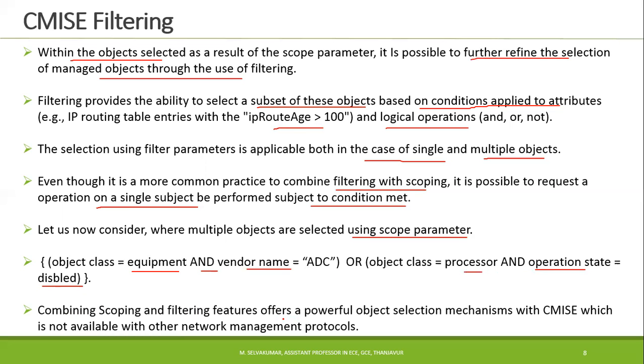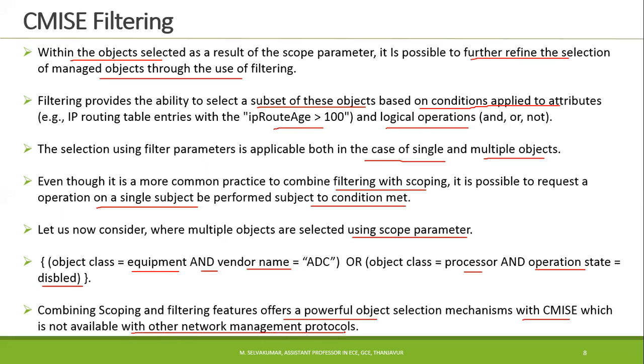Combining scoping and filtering features offers a powerful object selection mechanism with the CMSE. While using the combination of the scoping and filtering feature, it is a powerful object selection mechanism for the CMSE, which is not available with the other network management protocols.